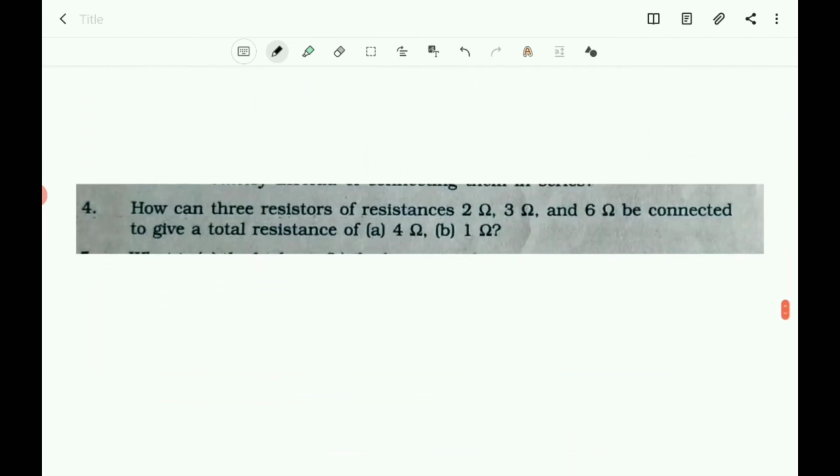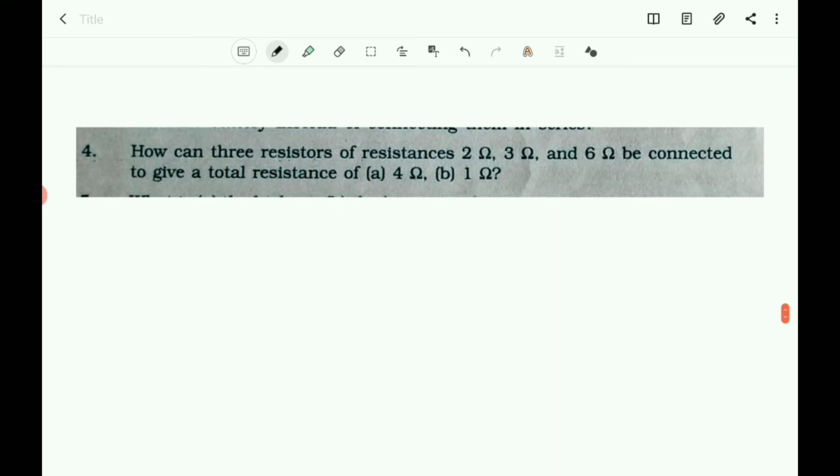Then the next question, how can three resistors of resistance 2 ohm, 3 ohm and 6 ohm be connected to give a total resistance of 4 ohm and 1 ohm? Here, to obtain the total resistance of 4 ohm, connect the 2 ohm resistance in series with the parallel combination of 3 ohm and 6 ohm.